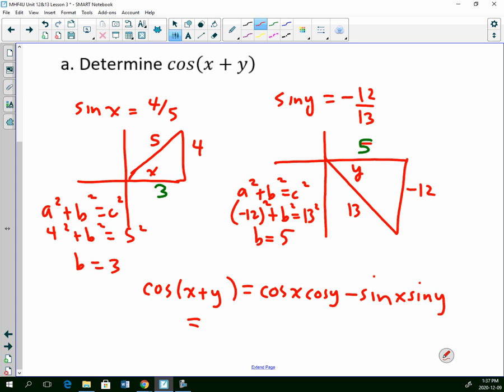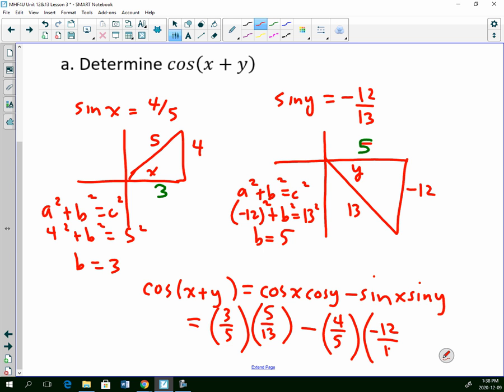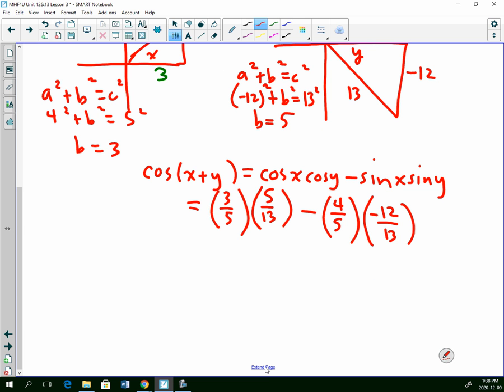So cosine X, I'm going to go to the diagram of angle X, and I'm going to find the value of cosine, which is 3 over 5. And then it wants cosine Y, so I'm going to go to the Y diagram and find the value of cosine, which is 5 over 13. And then it wants sine X, so I'm going back to the X diagram and looking for sine, which is 4 over 5. And then sine of Y, so go back to the Y diagram, I'm looking for sine, which is negative 12 over 13. So I find those values from the diagrams that I just completed.